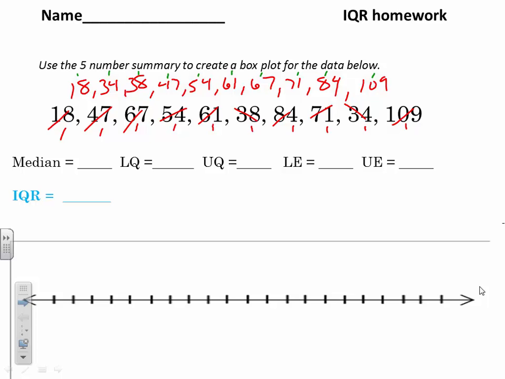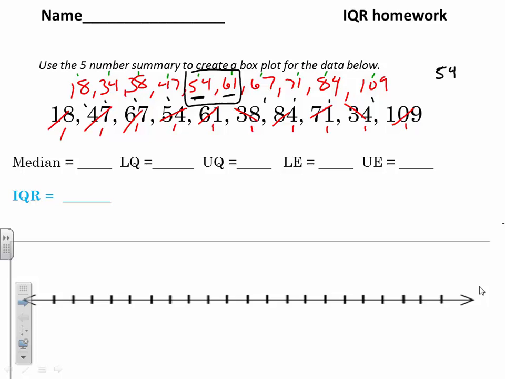We've got 10 numbers. So if I count over, this is the color you can see, 1, 2, 3, 4, 5. This 54 is the fifth number. And if I do it from the other side, 1, 2, 3, 4, 5. 61 is the other middle, so my medians are these two guys.